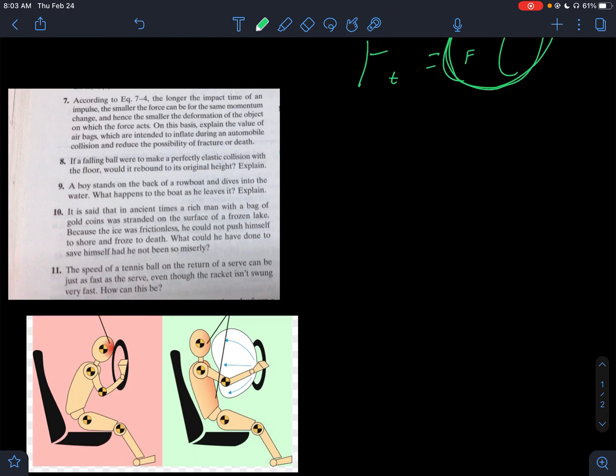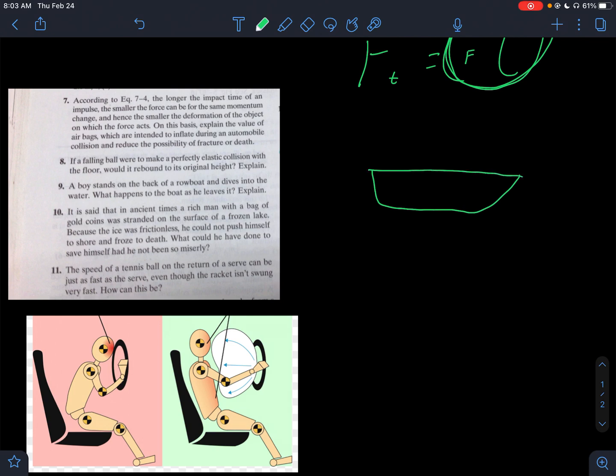For 8, we have a boy that stands on the back of a rowboat and dives into the water. What happens to the boat as he leaves? Since the boat is in the water, there's very little resistance. So just from experience, you can see that the boat would go back the opposite way. Same thing if you were standing on a skateboard or something like that. So let's talk that out in more detail.